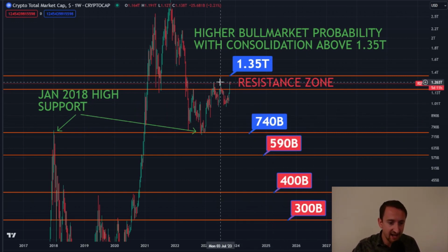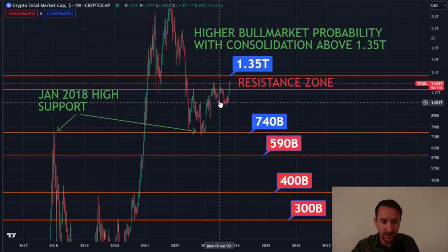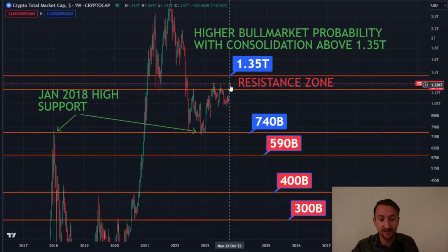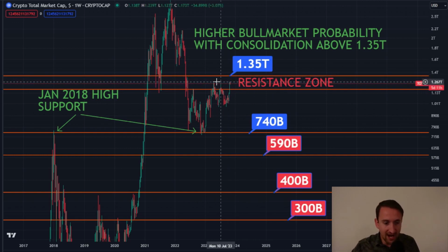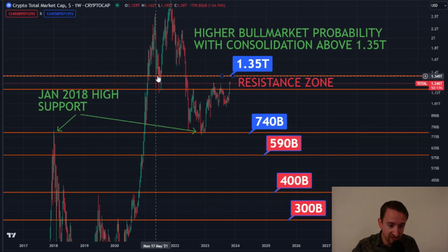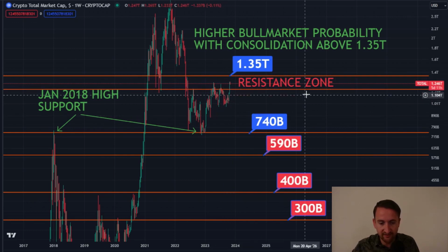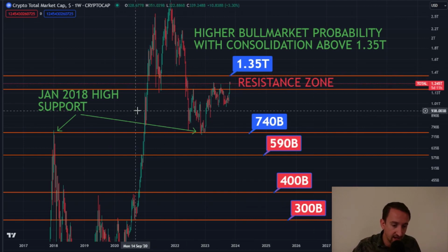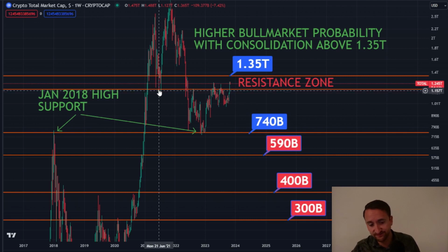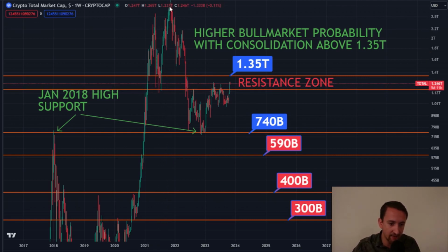We can see we've come into this zone and been rejected twice. This is the third attempt. Now, why resistance? Because it was previous support, and it's coming in somewhere between 1.35 trillion and 1.17. At time of recording we're at 1.25. You can see that this was previous support when we had the all-time high. We had the China crash in 21, and everyone was super bearish there, but it was actually support, and we bounced back up to new all-time highs. And we didn't break through this until Luna and Celsius happened in 22, and down we went.